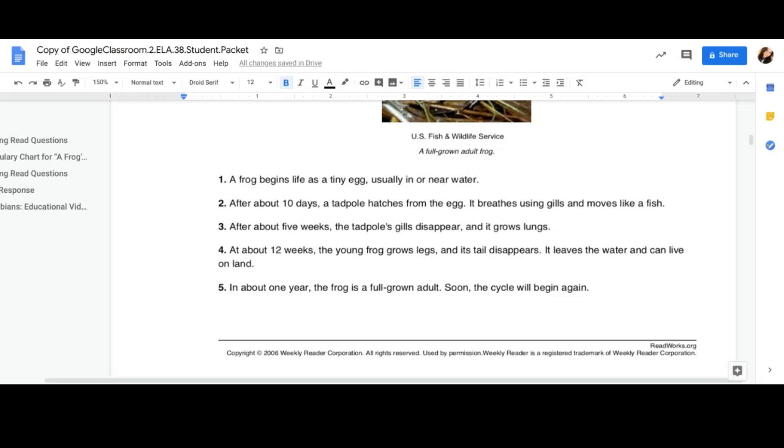So, how can you shorten up this sentence? And go.